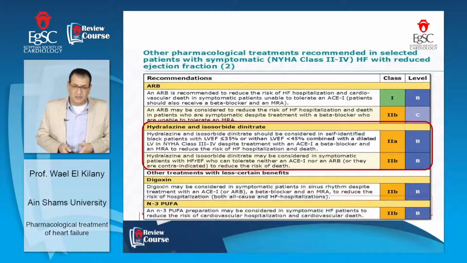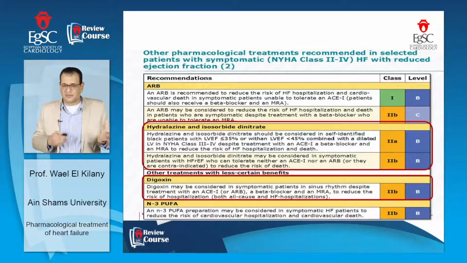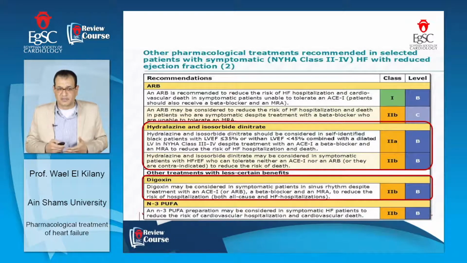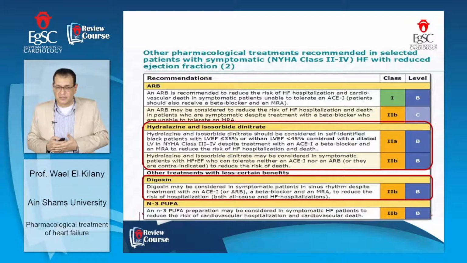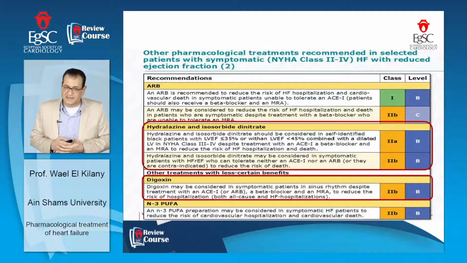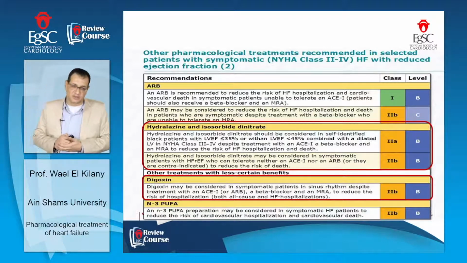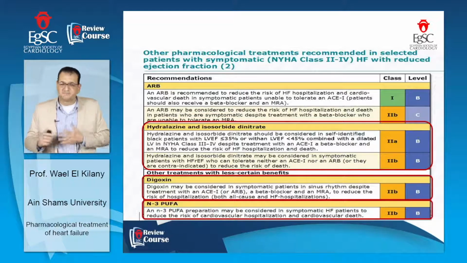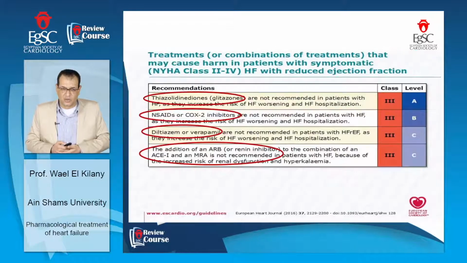What about digoxin? The gold standard in the past. Now it's class 2B, so it's not that important. Digoxin is used in symptomatic patients, in sinus rhythm or in atrial fibrillation, on top of an ACE inhibitor and beta blockers, to reduce hospitalization, yes, but no improvement of mortality. So digoxin does not improve mortality; it improves hospitalization. What about omega-3? Some say it's important. There are few trials and it's given class 2B only.